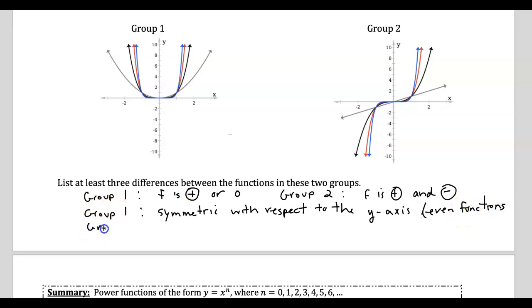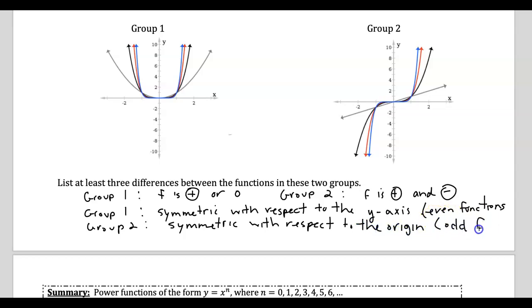Group 2 is symmetric with respect to the origin. They're odd functions. Okay?